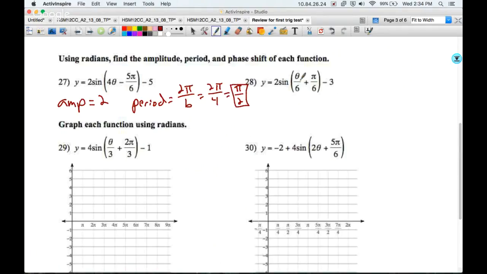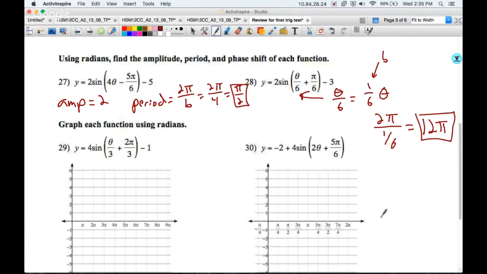Phase shift. Well, actually, let's do the period for this one. It might not be obvious, but theta over 6 can be rewritten as 1/6 theta, and the b value is 1/6. So now to find the period, we do 2 pi over 1/6. Copy that, flop that, you get 12 pi for the period. 1/6 fits into 2 12 times.